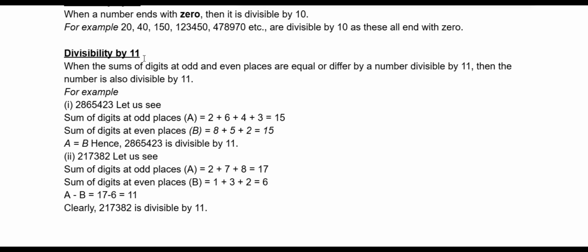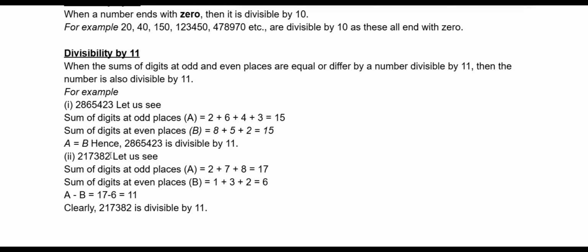Next is divisibility by 11. If the sums of the digits at odd places and even places are equal, or the difference is divisible by 11, then the whole number is divisible by 11. So what are these odd places and even places? If you take this example, 3, 4, 6, 2 are odd places and 2, 5, 8 are even places. If you add them, you get 15 and 15, which are equal. So the whole number is divisible by 11.